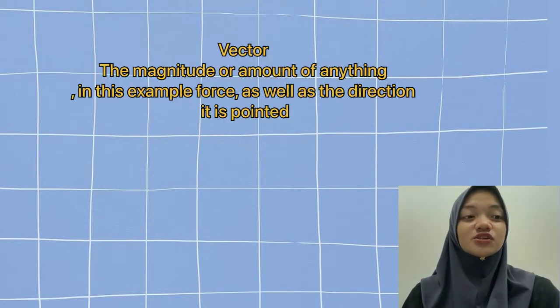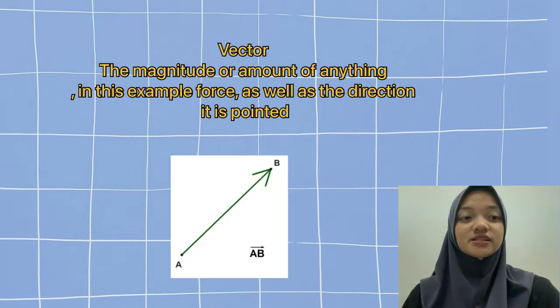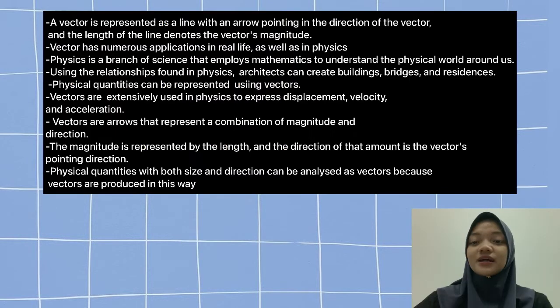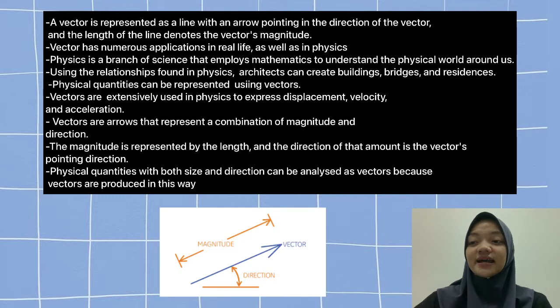A vector is the magnitude or amount of anything, in this example force, as well as the direction that it is pointed. A vector is represented as a line with an arrow pointing in the direction of the vector, and the length of the line denotes the vector's magnitude. Vectors have numerous applications in real life as well as physics. So, in my presentation, I'm going to talk about how vectors are used in physics.